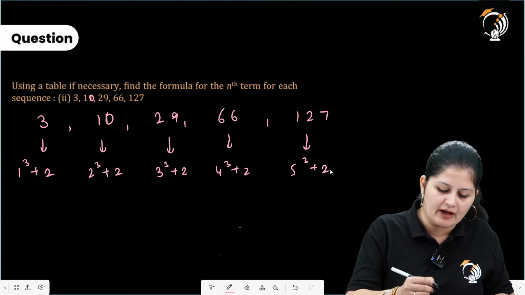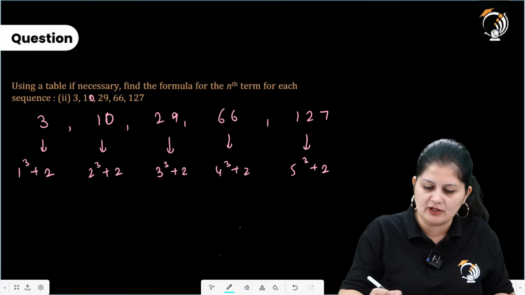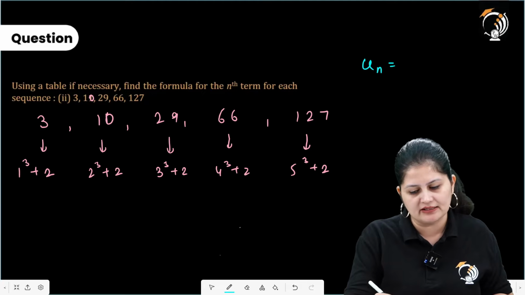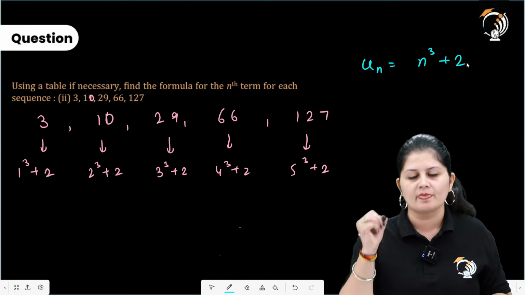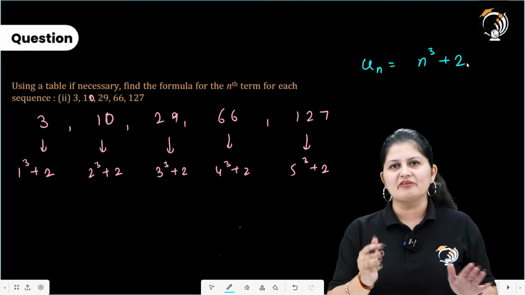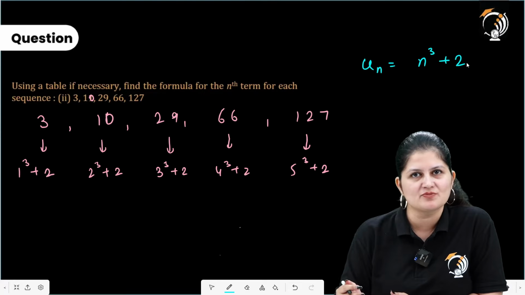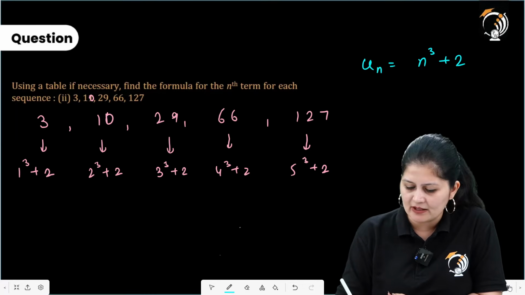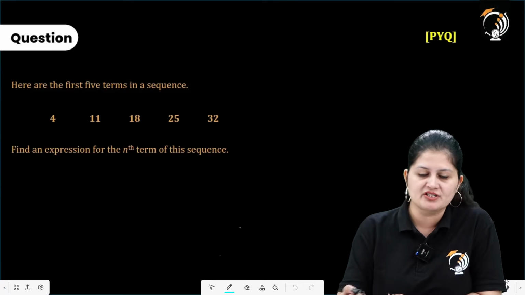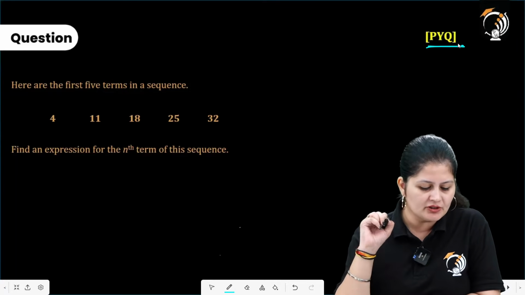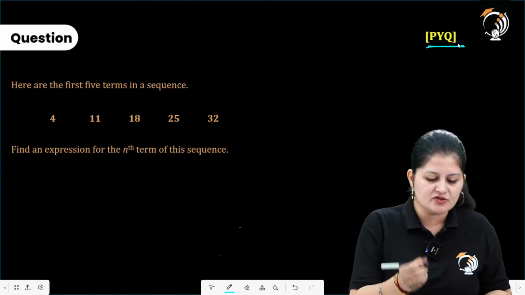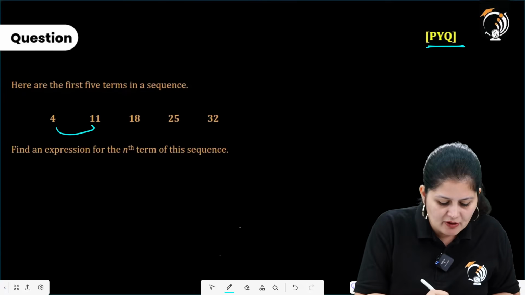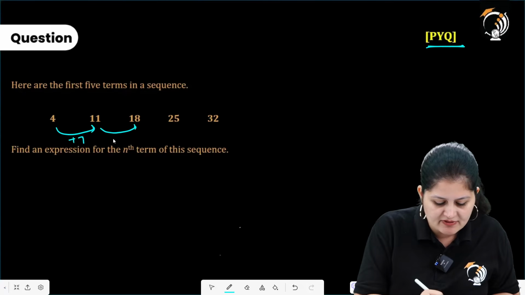So if I need to find the nth term of the sequence, un is n cube plus 2. Is that clear? Are we clear with what the nth term of this particular sequence is? Now, moving to the next question, which is a previous year question. Here we are provided with a series which is 4, 11, 18. Can we observe that this is a plus 7 series?